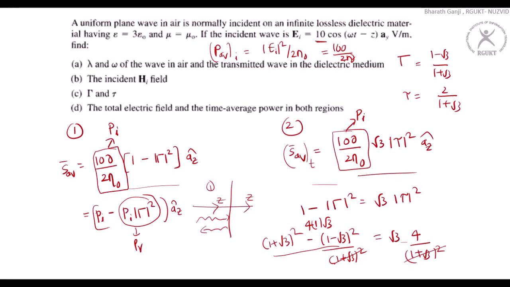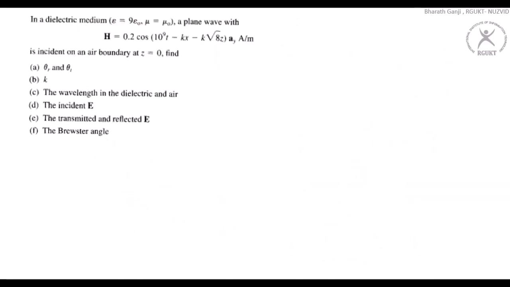Okay, so if you see this question, the wave is traveling from a dielectric medium and is incident upon an air boundary. So if this is your region, I can see that z equal to 0 is your plane. So z equal to 0 is your boundary, and the second region is air, and the first region is some dielectric medium with the following parameters: 9 epsilon naught and mu naught, whereas this is epsilon naught and mu naught.